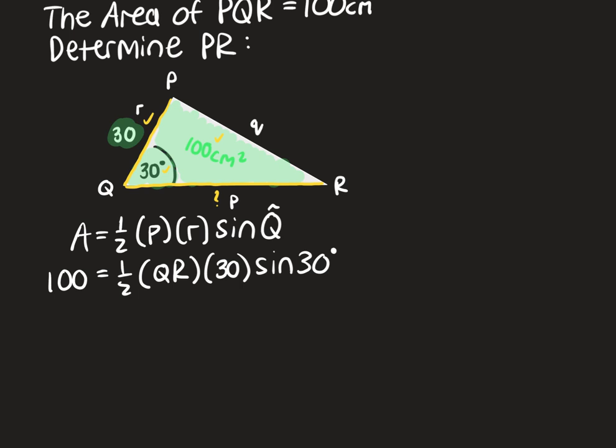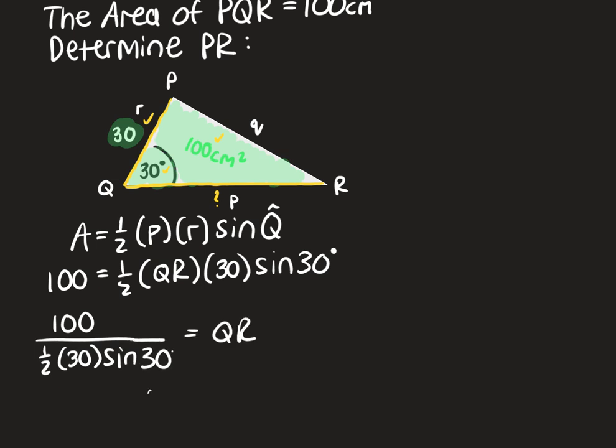Do you agree with me that QR is timesing by everything? So if I want to get everything over to the other side, I must just divide everything. Yes, so we've got 100 over a half, 30, sine of 30. And that's going to give me my QR.